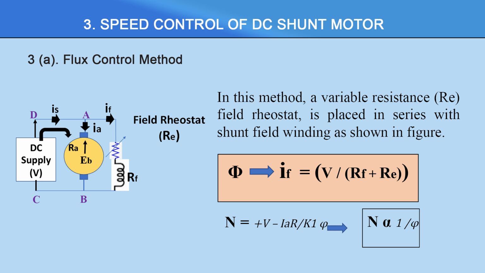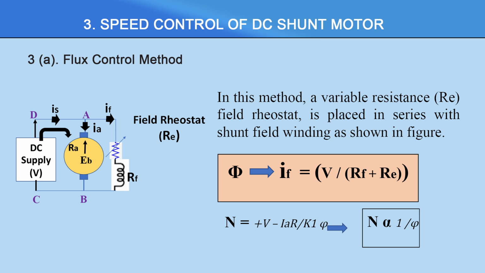Means if we consider a case when there was no external resistance, then IF was V upon RF. And when there is an external resistance, then IF is equal to V upon RF plus RE. Means after including a resistance, the current is reducing, and we know this is a very simple phenomenon of electrical engineering: an increase in resistance opposes the current and the current reduces. So, when we include an external resistance in the field winding, what will happen? The field winding current will reduce.